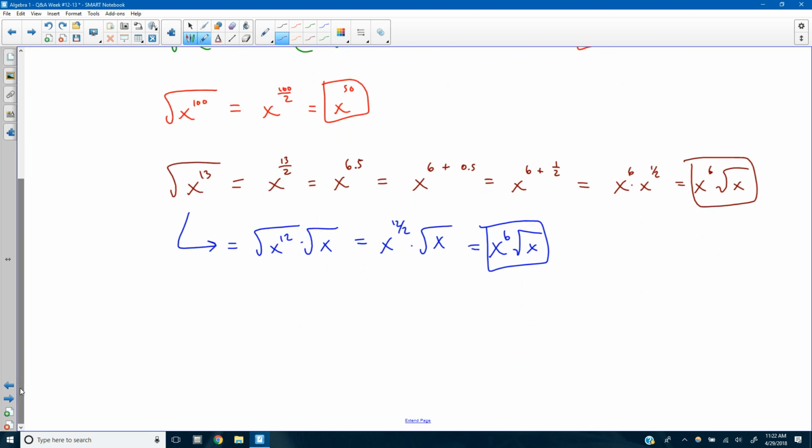Okay, let's take that and run with that a little bit. Let's say I do have a 6x squared on the outside of a square root, and I have a square root of 432x to the 19th inside here. And I'm asked to simplify it. This might go back to one of those questions: how do you simplify these things?